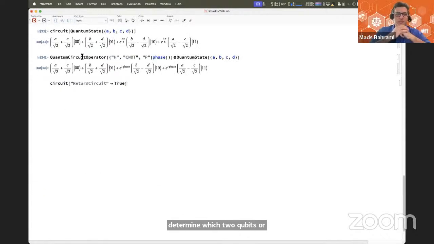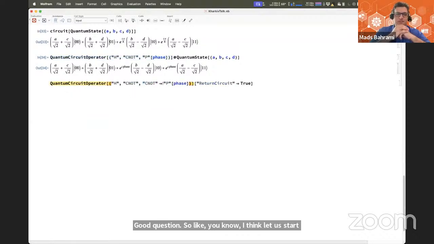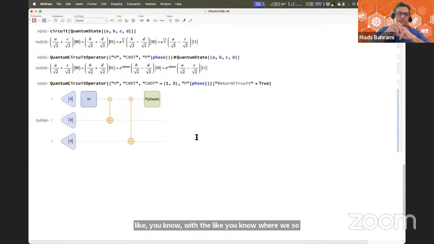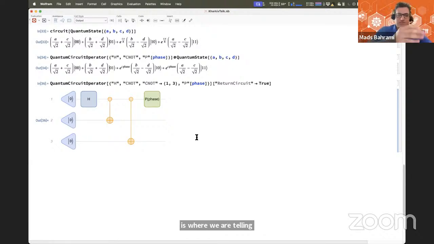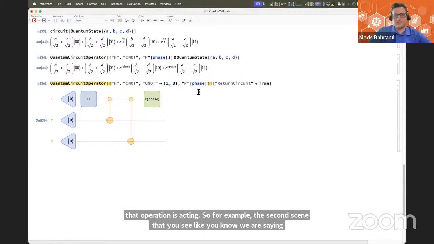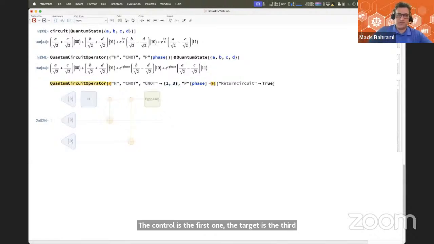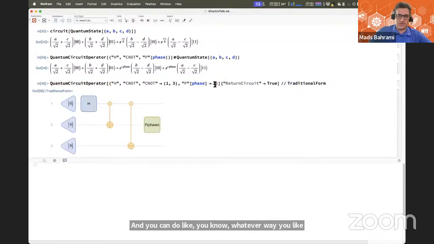Good question. In our framework, we have a feature we call order. The second argument after each of those gates tells where that operation is acting. For example, for the second CNOT, we are saying the control is the first qubit and the target is the third one. You can do it whichever way you like, it doesn't need to be like that. You can design it whatever way you want.